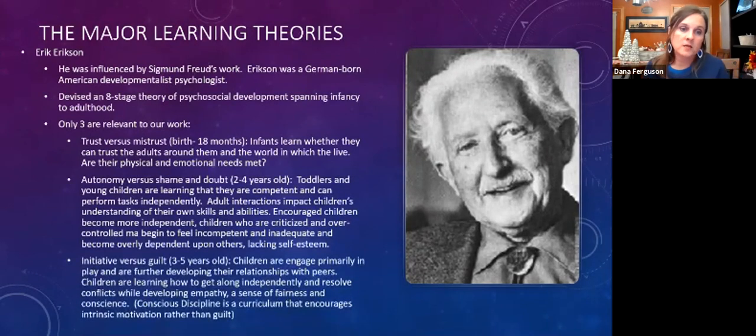And then the third stage was initiative versus guilt. I said this happened between the ages of 3 to 5 years old. I did a lot of misspelling on here. It's been a couple of years since I did this. Children are engaged primarily in play and are further developing their relationships with peers. Children are learning how to get along independently and resolve conflicts while developing empathy, a sense of fairness, and conscience.